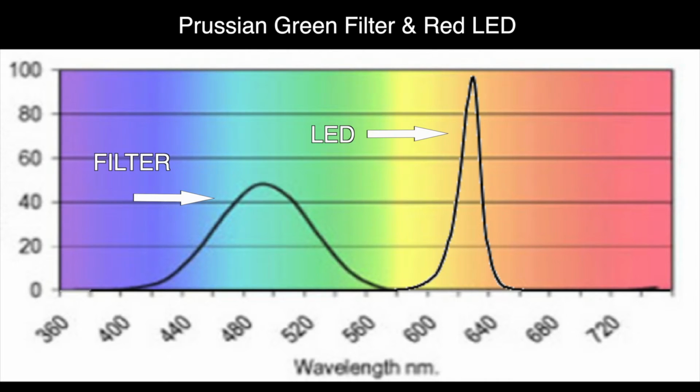Take a look at the combined LED and filter transmittance graphs. Notice that the Prussian green filter transmits greens and blues around 450 to 550 nanometers. Our red LED has a wavelength around 630 nanometers, which is outside the transmitted portion of wavelengths. This means it is absorbed and we won't see it in the image.